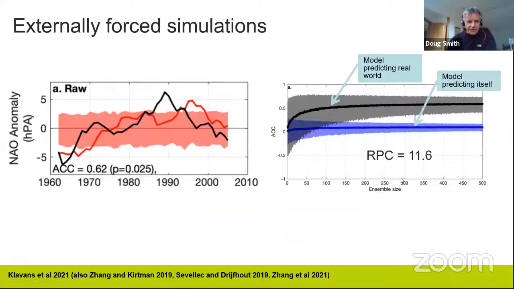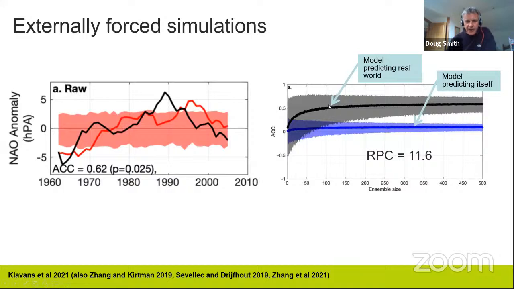And then a recent study also showed that if we just look at externally forced simulations, then we also see the signal-to-noise paradox. Again, this study shows in black the observed time series of 8-year running mean NAO, and in red, the ensemble mean from a very large ensemble of externally forced simulations. So there's no initialization in these runs at all. And again, they show a correlation with the observations. I think the pink shading shows the raw ensemble spread, and the line shows the signal after some scaling.